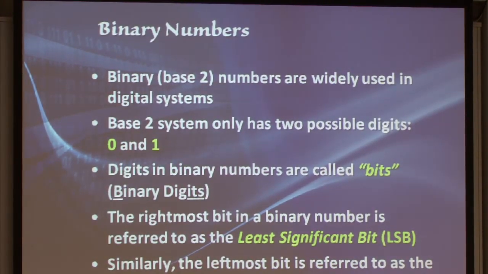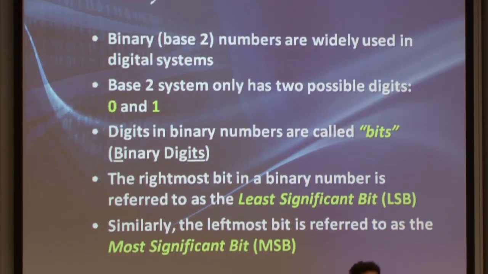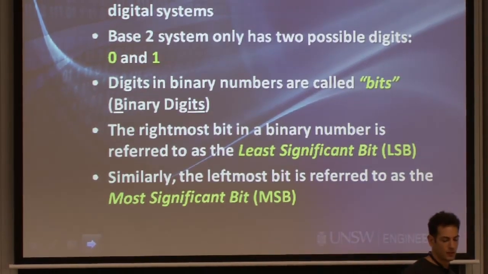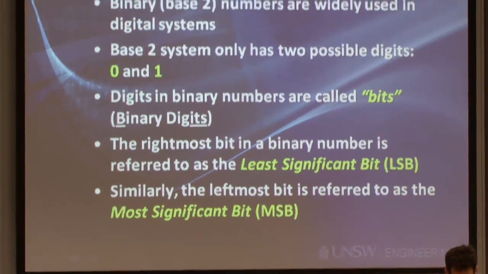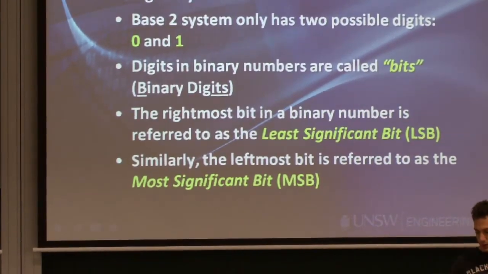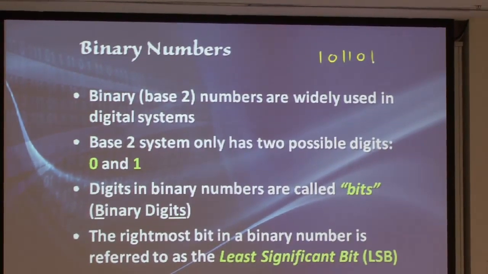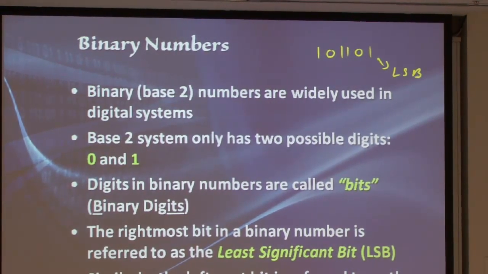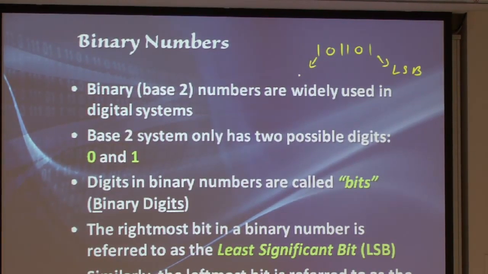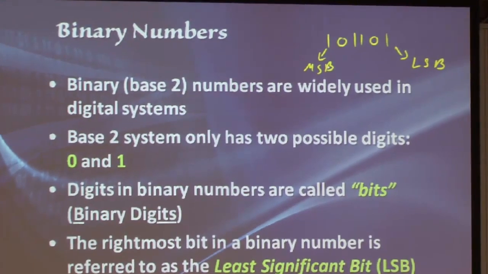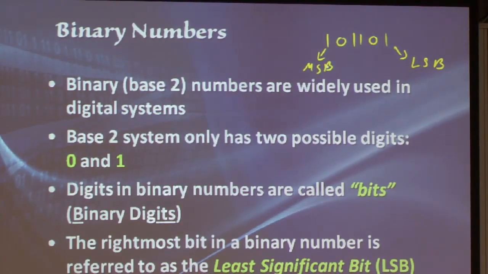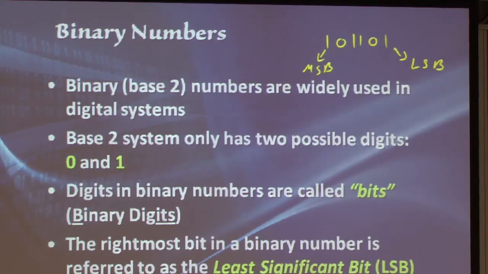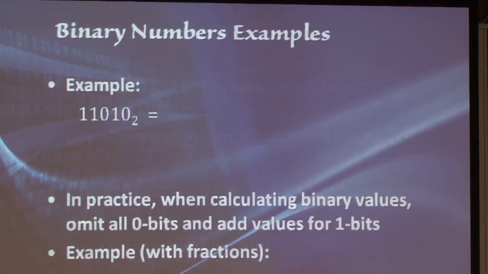Now, when we talk about binary numbers, it's very convenient to define 2 terms, the least significant bit and the most significant bit. So if we have a binary number such as, let's take 101101, whatever favorite binary number you have, then the rightmost bit will be the least significant bit. The leftmost is the most significant bit. And you will come across these terms quite often. They're very simple, just so you know what we're talking about. Any questions so far? Moving on.